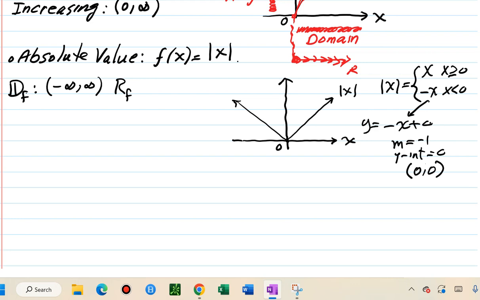What is the range of the function from the graph? Remember, the range are possible y values. And those are from 0 to infinity. The range is 0 to infinity.